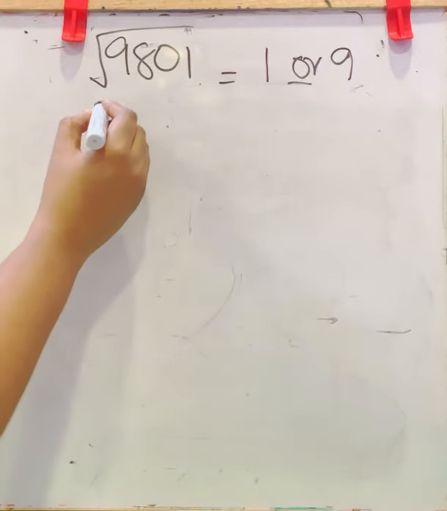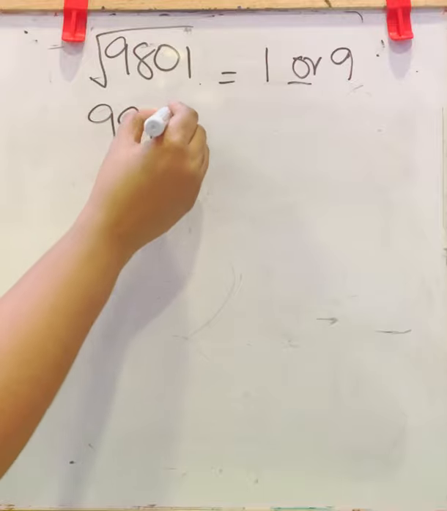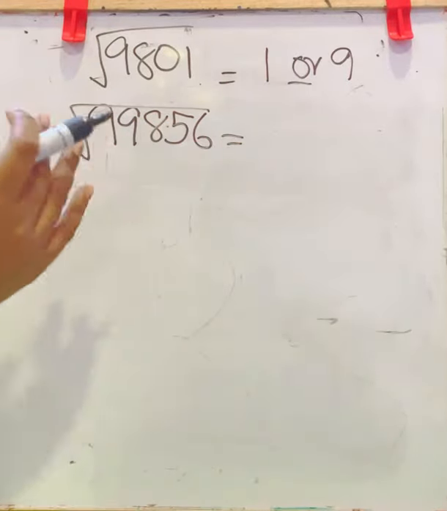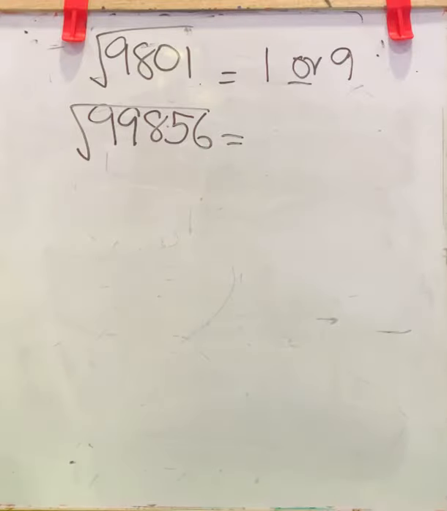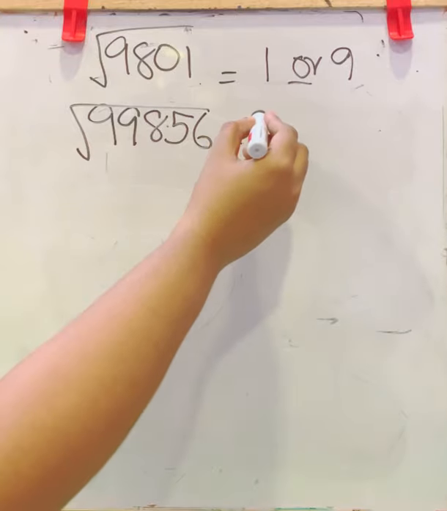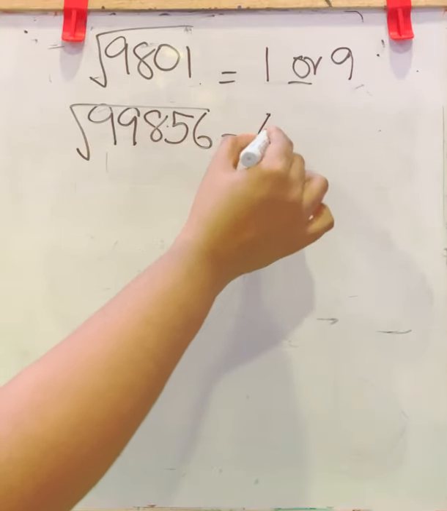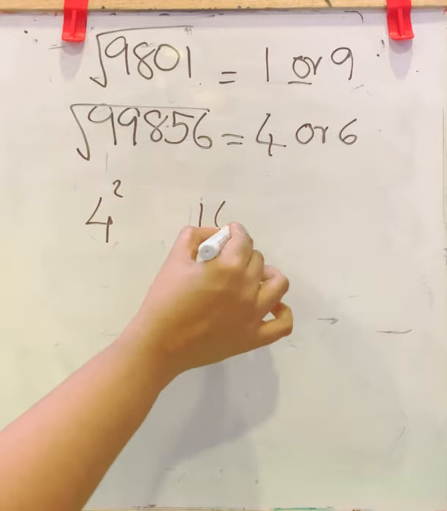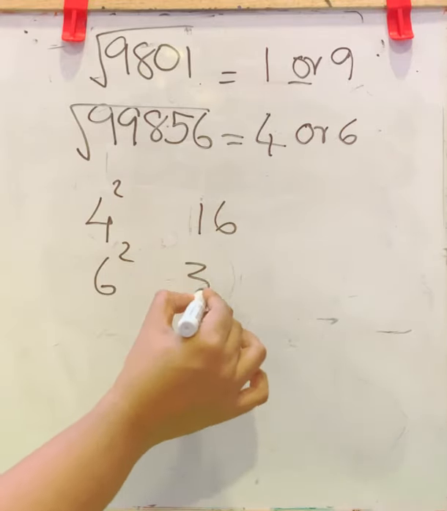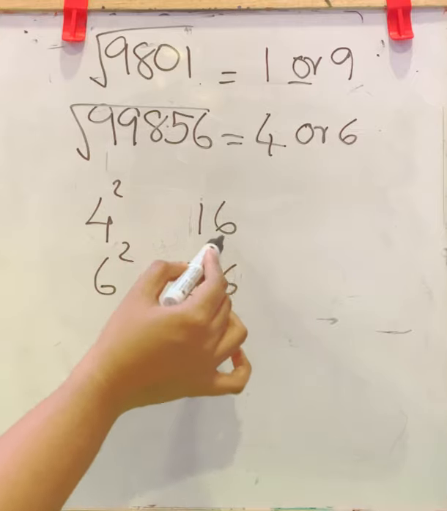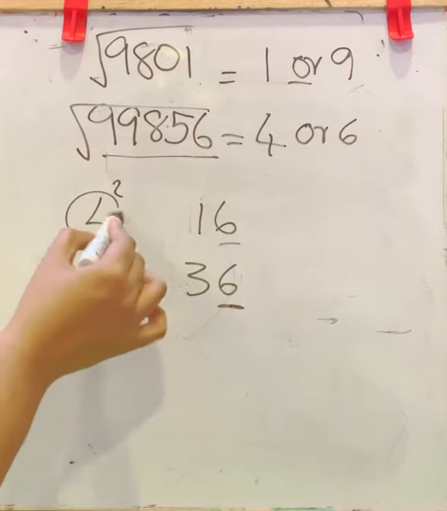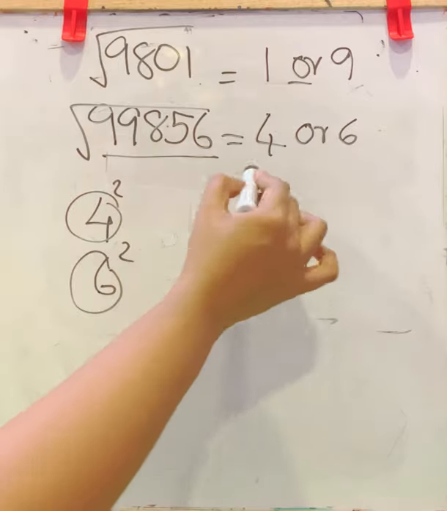Next number, 99856. What will be the units place in the square root of this number? Which are the possible cases to get 6? We can multiply a number ending with 4 or 6, because 4 square is 16 and 6 square is 36. So a square number ending with digit 6 we have while we square 4 or 6 at its units place.